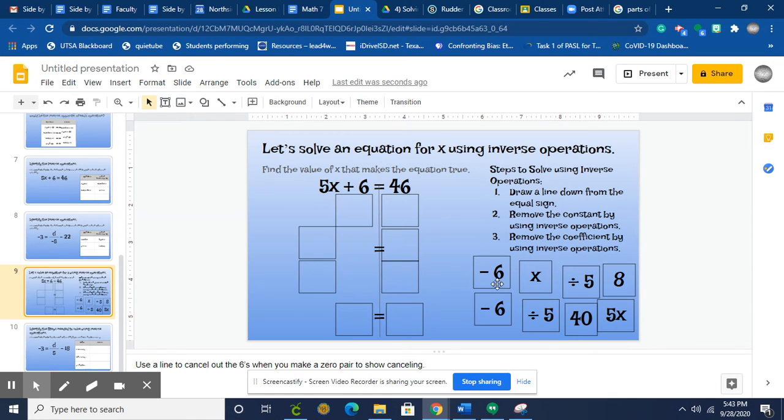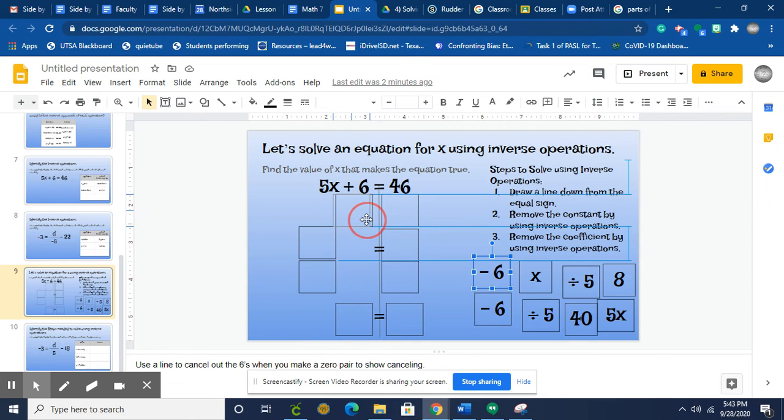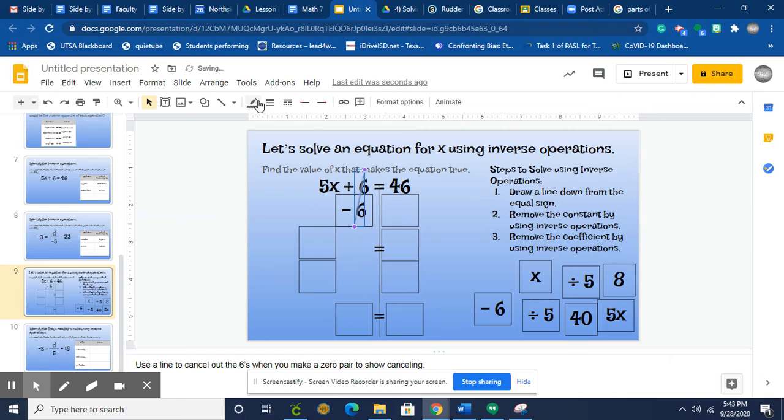So how do I undo addition? Well, we said we undo addition by subtracting 6. 6 minus 6 is going to give me the value of 0. So we can cancel this out, because we talked about 0 pairs yesterday, and we said that when we have a 0 pair, they are eliminated because they're equal to 0.